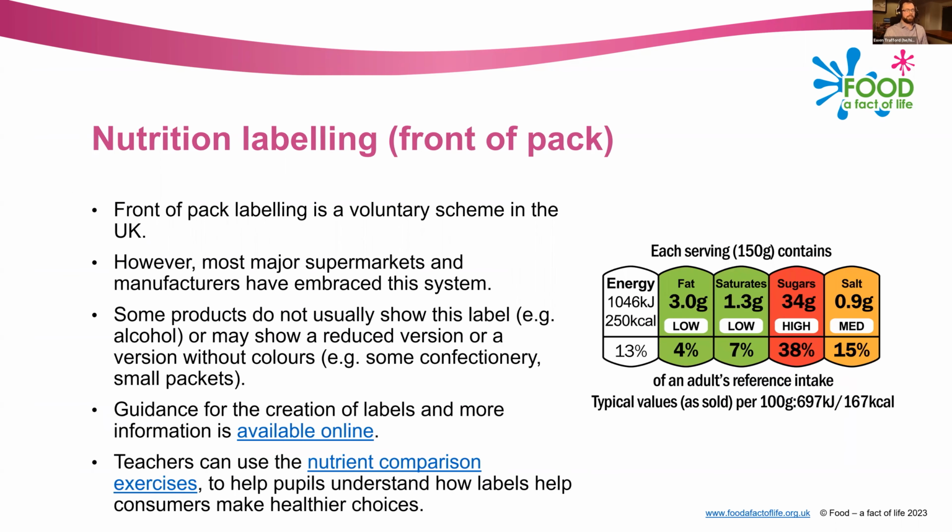So the front of pack information. You've probably seen these traffic light front of packs before. This is a voluntary scheme in the UK, but most major supermarkets and manufacturers do embrace the system and use it in some way. Some products, for example alcohol, don't show this label as it's not really that applicable. And some products may show a reduced version, just the energy, or a non-colored version. This could be because the packet's very small, or some confectionery products. Some of the others are considered less necessary.